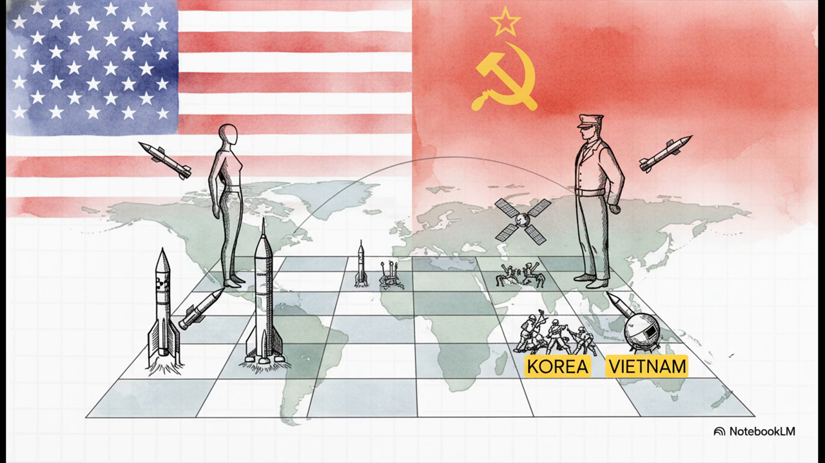For more than 40 years, the entire globe held its breath as the US and the Soviet Union stood toe-to-toe. It was this massive ideological showdown, right? Capitalism versus communism. And while they never fought directly, they fought in every other way imaginable. Terrifying nuclear arms races, a glamorous space race to the moon, and absolutely brutal proxy wars that cost millions of lives in places like Korea and Vietnam.